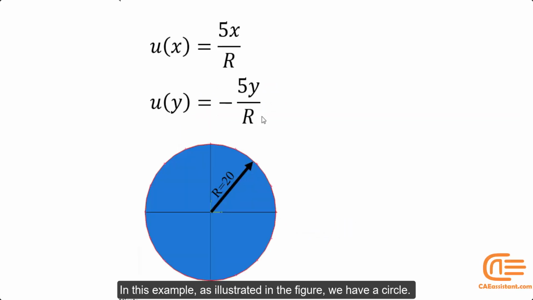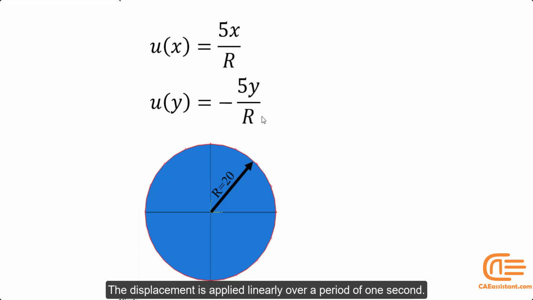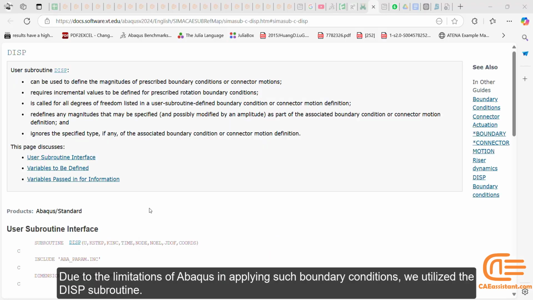In this example, as illustrated in the figure, we have a circle. A displacement is to be applied along the circumference of the circle, consisting of two components in the x and y directions as indicated in the figure. The displacement is applied linearly over a period of 1 second. Due to the limitations of Abaqus in applying such boundary conditions, we utilize the DISP subroutine.